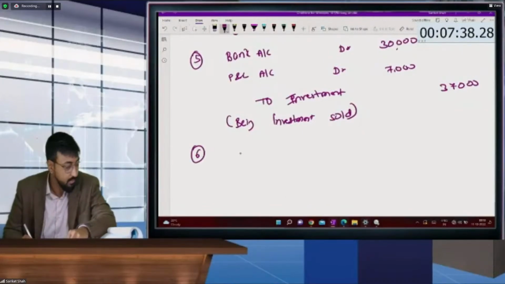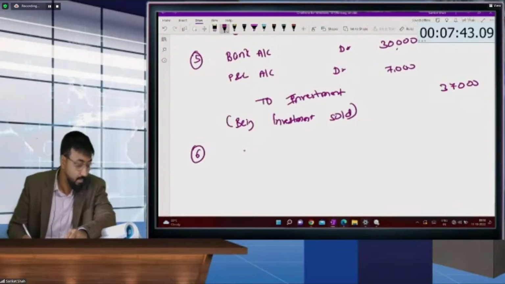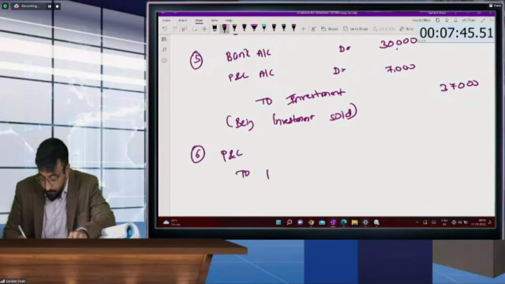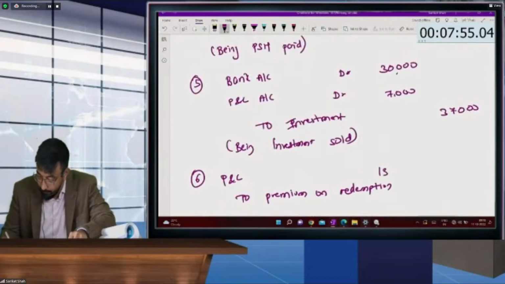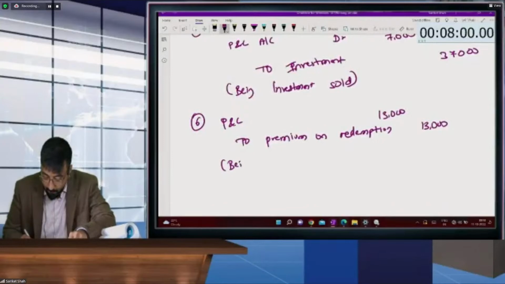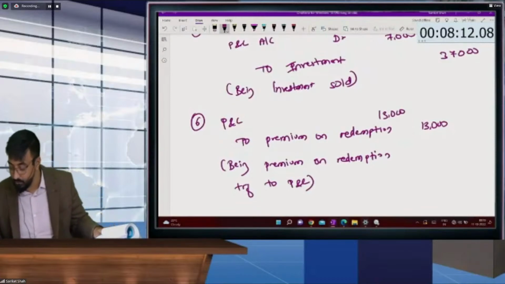Sixth, P&L account debit to premium on redemption. P&L account debit 13,000 to premium on redemption, being premium on redemption transferred to P&L.